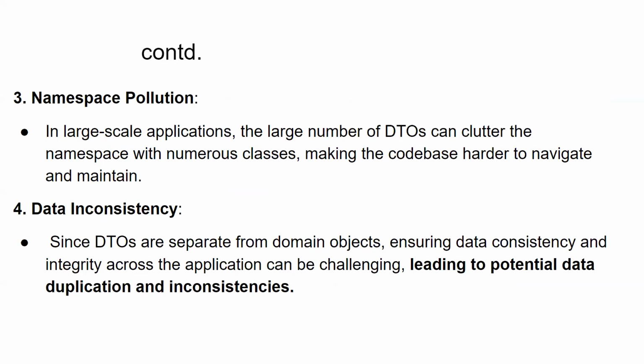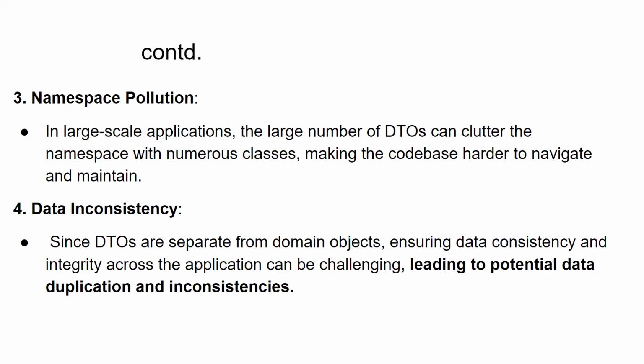What does it mean? For example, assume we have a large scale application. The large number of DTOs can clutter the namespace. Large scale application means we will have a large number of DTOs on top of the domain objects. This is polluting the namespace, which makes the code base harder to navigate and maintain. It's also a big side effect or drawback of DTOs, especially where the application is large in scale.